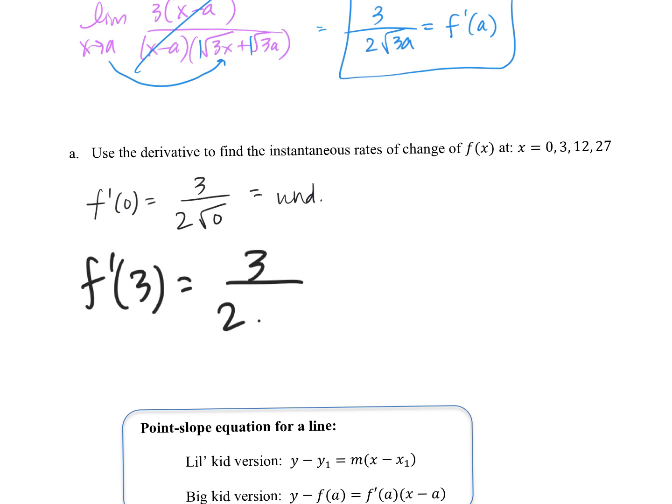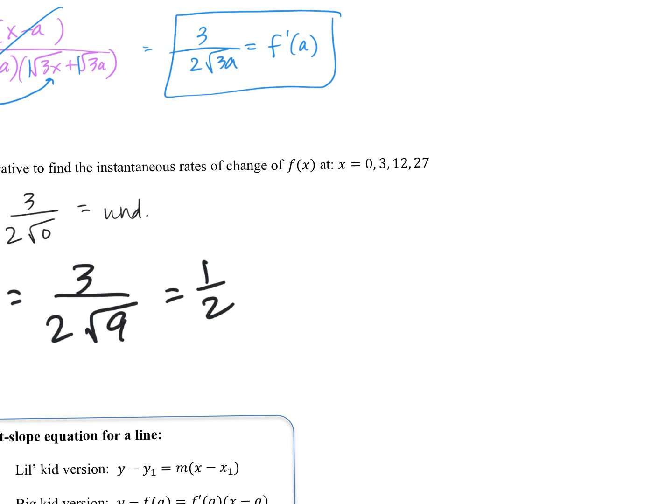That'd be 3 over 2 root 9. That's me just plugging in a 3 in for this a. What would that get me? Root 9 is 3. 3 times 2 is 6. 3/6 is 1/2. All right, so you're saying my slope when x is 3 is 1/2. Okay, it's positive. I'm fine with that. I want to know my slope when x is 12 now. My slope when x is 12, f prime of 12, is just plugging in a 12 right here. 12 times 3 is 36. What's the square root of 36? 6 times 2? 3/12 is 1/4. That's getting less big.